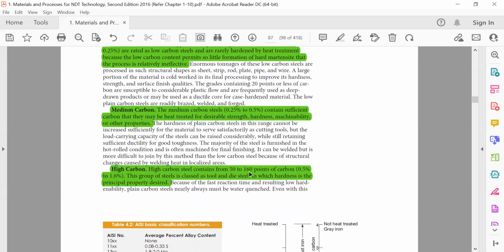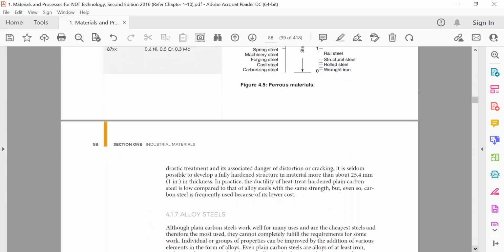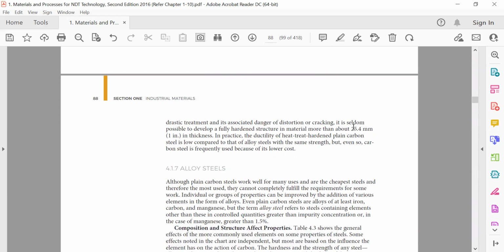High carbon steel contains 50 to 160 points of carbon, 0.5% to 1.6% carbon. This group of steels is classed as tool and die steel, where hardness is the principal property desired, because of the fast reaction time and resulting low hardenability. Plain carbon steels nearly always must be water quenched. So the treatment has an associated danger of distortion and cracking, all things are there. So they can temper and harden structures no more than about 25.4 mm in thickness.